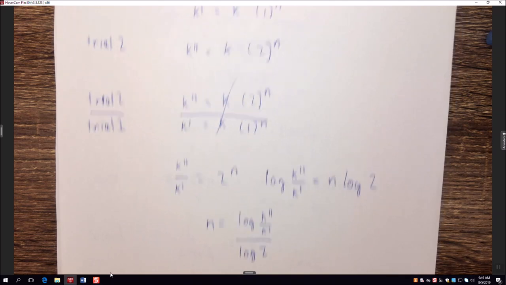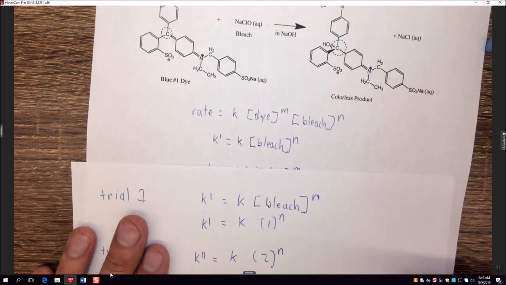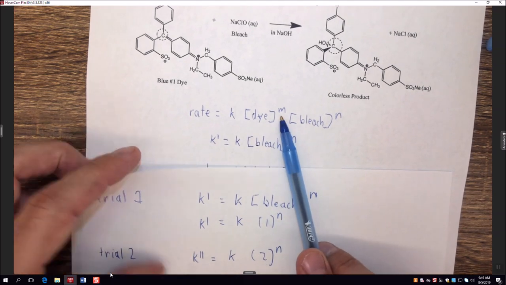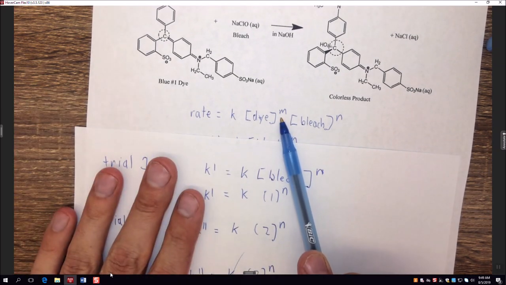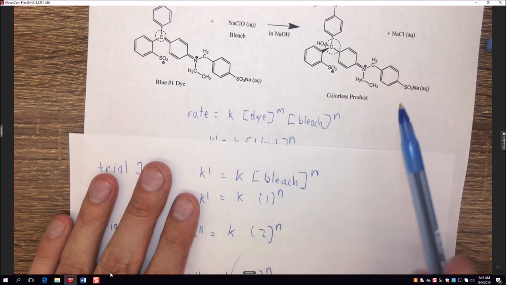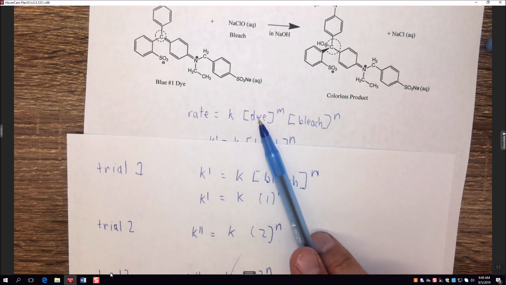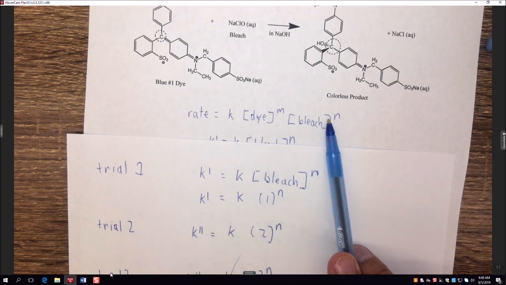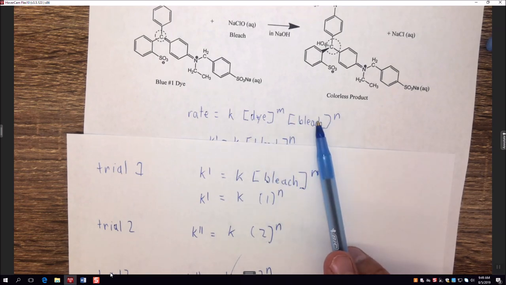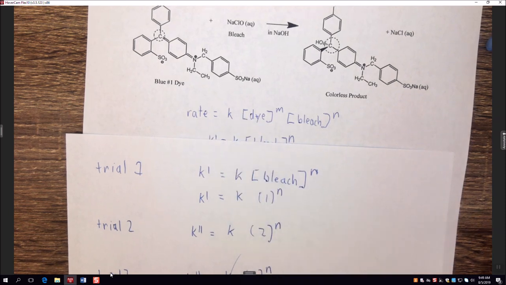I can now solve for M, the reaction order with respect to dye, by doing the graphs and figuring out which one's linear, and N by using the pseudo rate constants. Then I can plug in the initial concentration of dye and bleach, which is just a C1V1 equals C2V2 equation. I can find the rate and I can solve for K. So this is basically what we're going to be doing in this reaction.